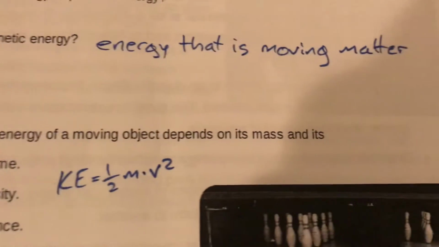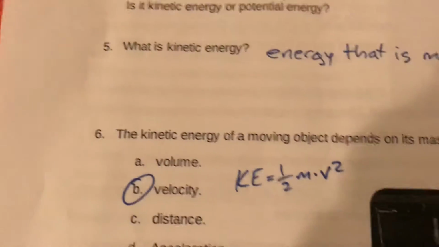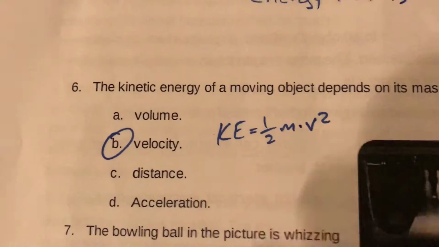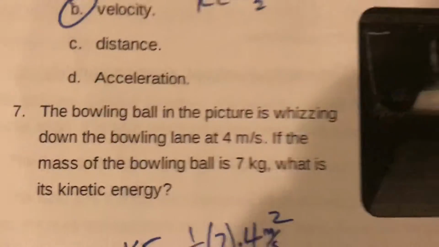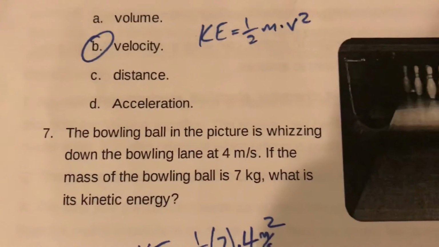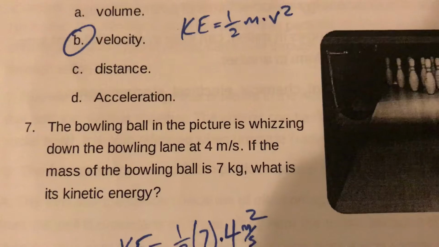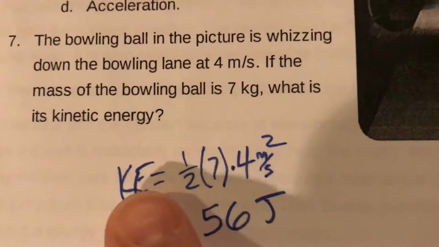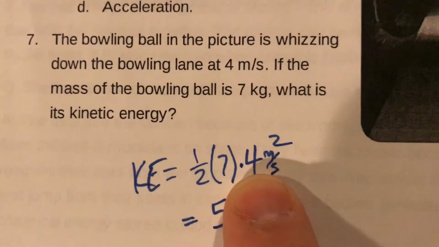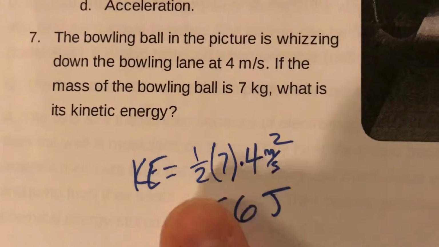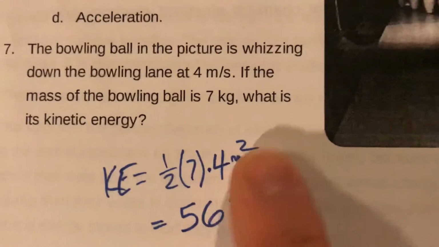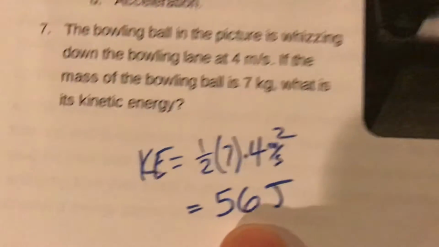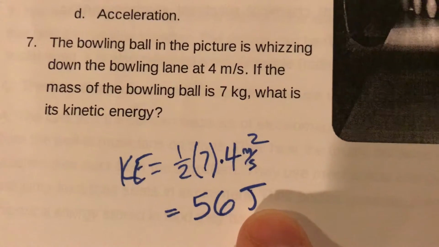The kinetic energy of a moving object depends on its mass and its velocity, because the formula is kinetic energy equals half of the mass times the velocity squared. A bowling ball in the picture is whizzing down the bowling lane at 4 meters per second, so we get a velocity. If the mass is 7 kilograms, what is the kinetic energy? All right, kinetic energy equals half times the mass times the velocity squared. So half of 7, 3.5, times 4 squared. 4 squared is 16. What's 3.5 times 16? It's 56. And what's the unit? Joules.